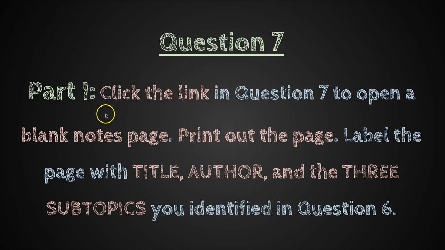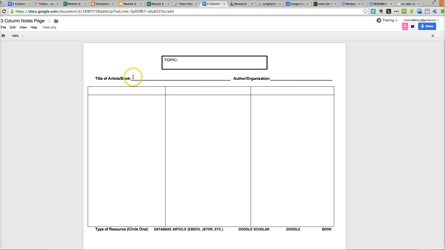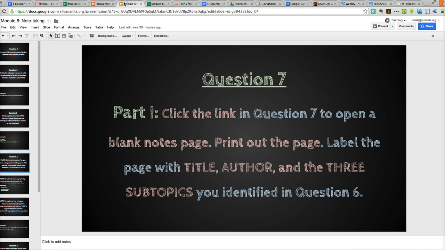Print it out and then actually label it with title, author, and the 3 subtopics that you just identified in question 6. When you click on the link, this will come up. Print it out and include a general topic that you might be doing a research project on, and then the title and the author. You can skip this down here because I provided the source for you, so you didn't find it yourself and may not know if this is a database article, Google Scholar, Google, or book. Then pause the video and complete part 1.